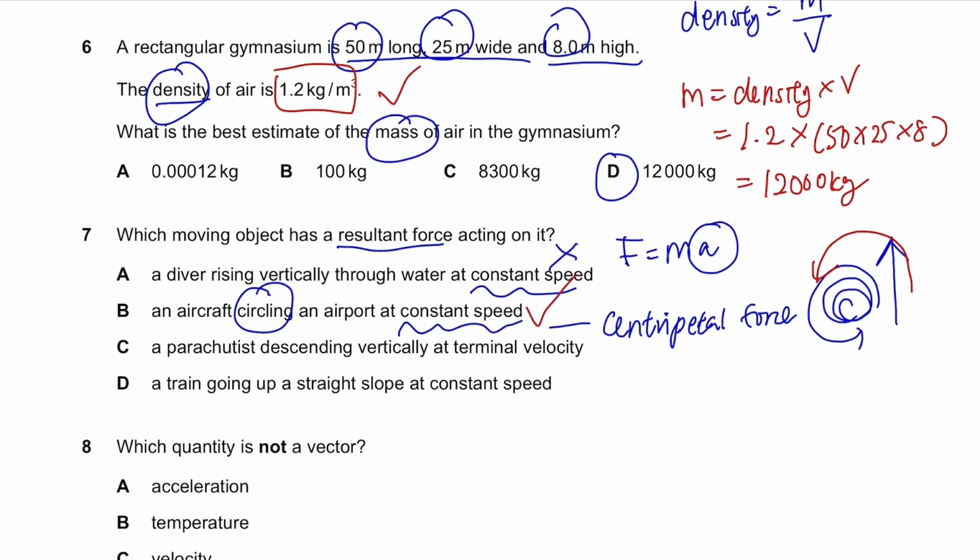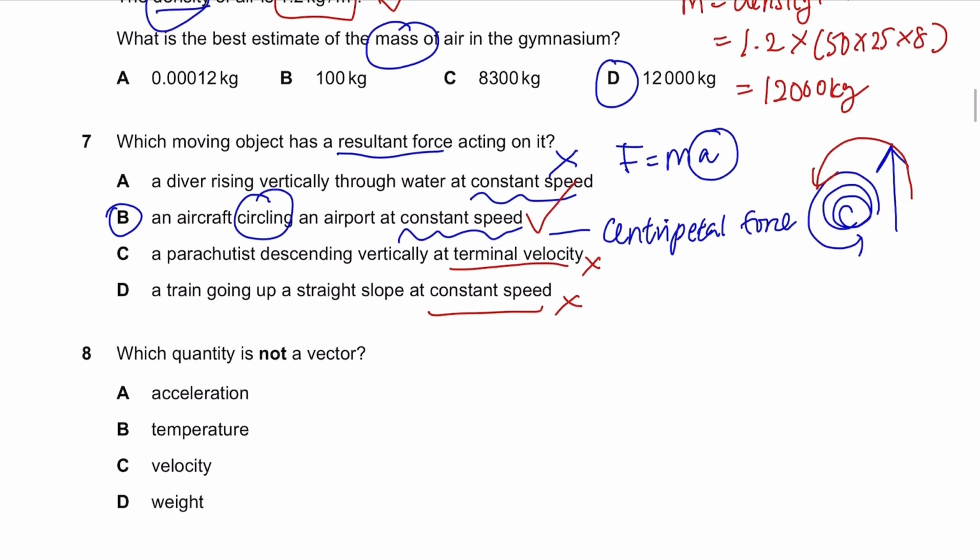And we say that there is a resultant force in it. Well, if you look at the other options, the others are just terminal velocity, same thing as constant speed, and also constant speed, all going in straight lines. So there's definitely no force here, and that makes our answer B.